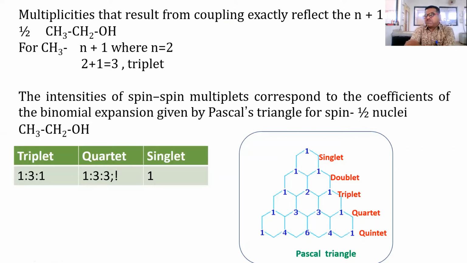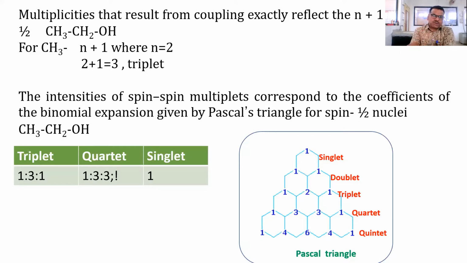Now, multiplicities that result from coupling exactly reflect the n plus 1 rule for I equal to 1/2, meaning spin quantum number is equal to 1/2. For example, look at the students, CH3CH2OH, it is well known to you as ethanol. When we call it ethanol, regarding the splitting pattern of ethanol, first of all, how many different types of peaks are observed?